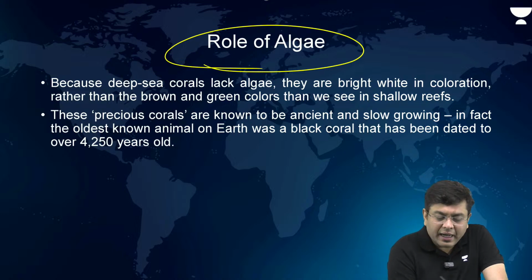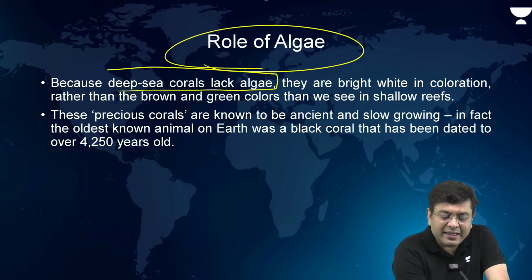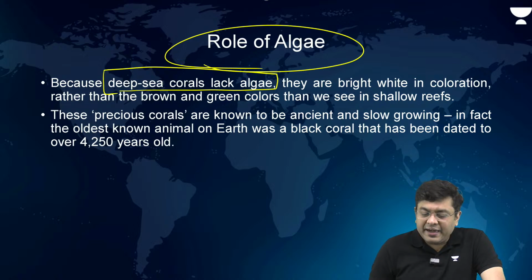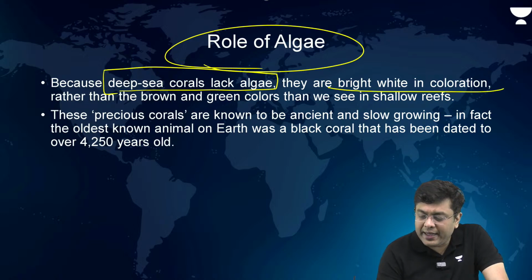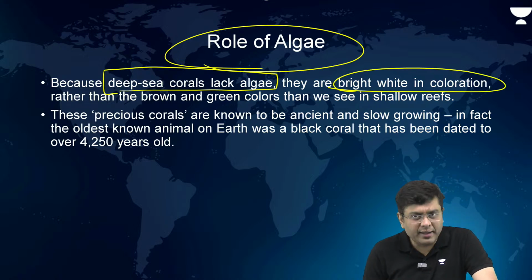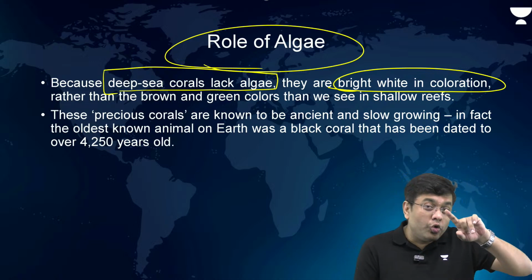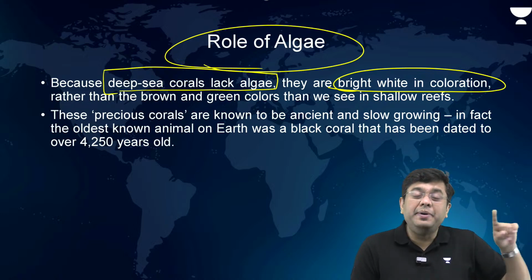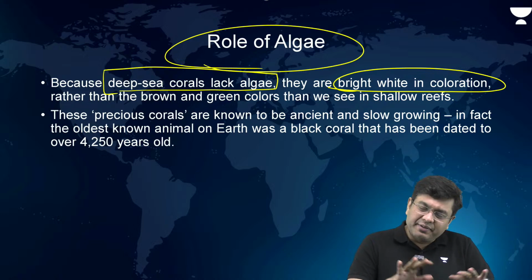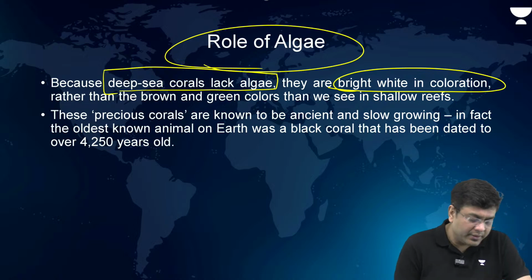Now, the role of algae. So here, the deep sea corals lack algae in general, and that is why they are bright white in coloration. Example, Lophelia. But the shallow water corals appear bright white only after coral bleaching has happened. Otherwise, they will give you vivid coloration patterns.